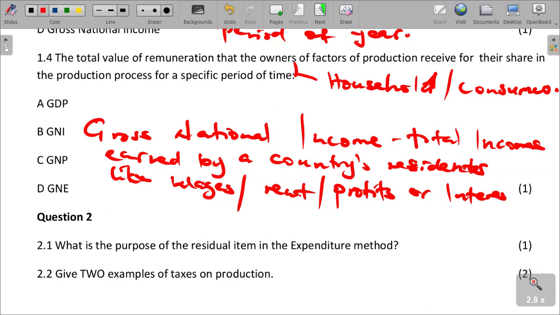We say that factors of production are paid in different formats. We have got different ways of measuring payment of factors of production. So the remuneration which owners of factors of production receive is gross national income, which actually measures the total income earned by a country's residents through wages, through rent, through profits or interest. That is what we call gross national income.